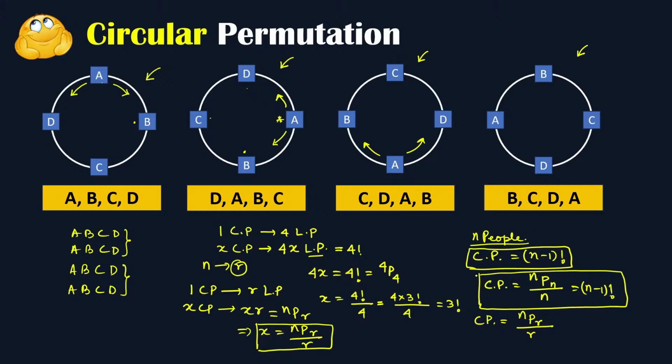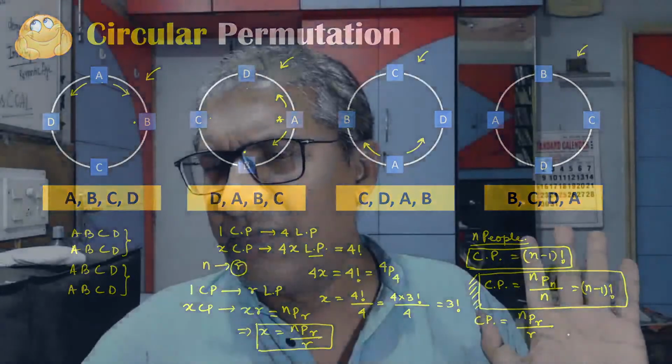In this case, what happened? There are n people and we have already taken n and permuted them around the round table. That is why it is nPn divided by n. Is it clear to all of you? Which is the same as your n minus 1 factorial. There is no problem. But have you understood this logic?